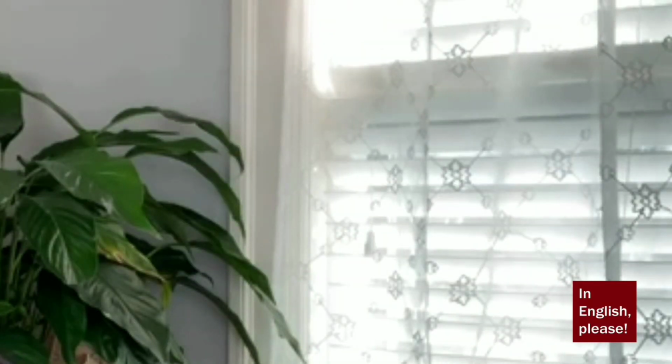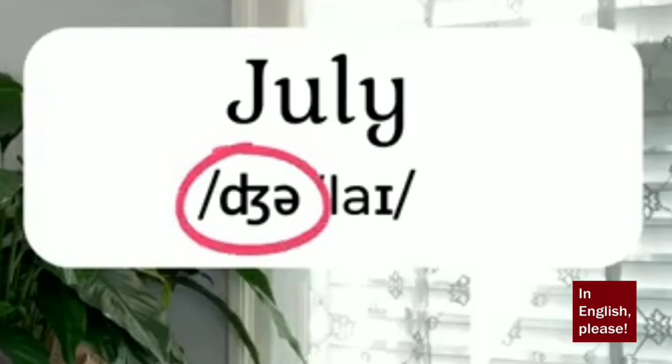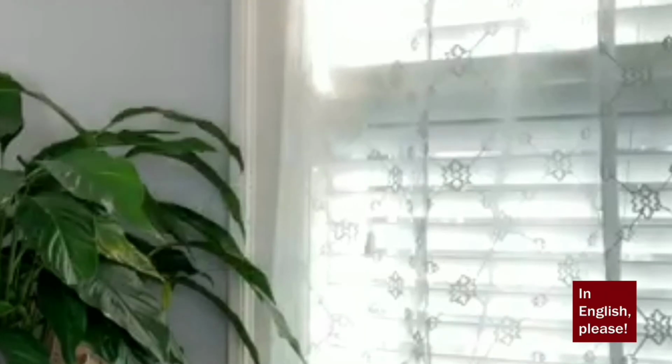The next month of the year is July, July, July. It's not July, July. July, July. The stress is in the second syllable, July, July. July is my favorite month of the year. July. July. Repeat after me, July.